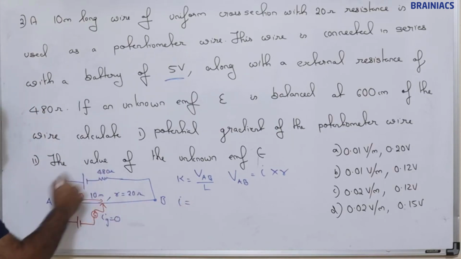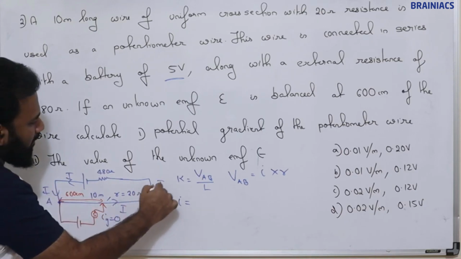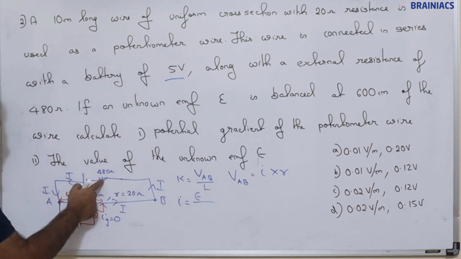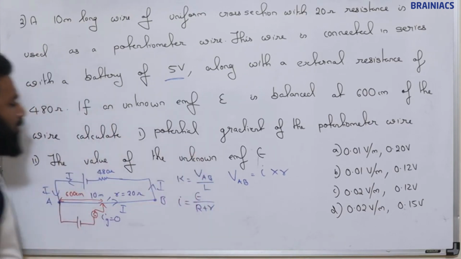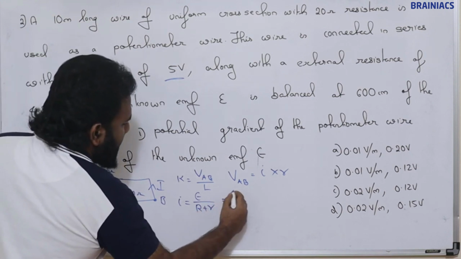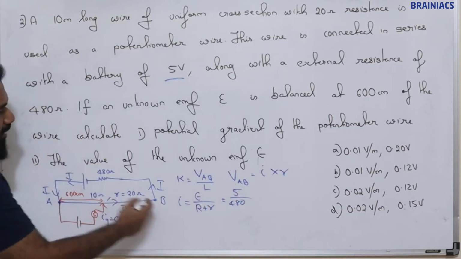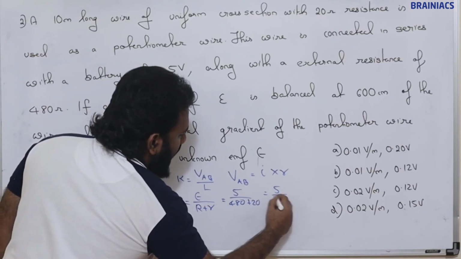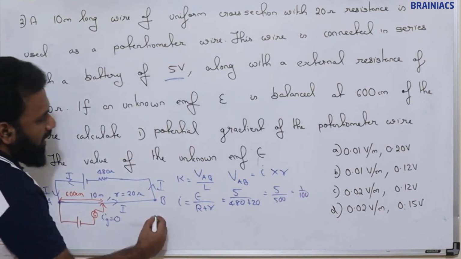So the current that is passing through this, I, is nothing but E divided by this resistance plus this resistance. Only that much is there, no other resistances. If the internal resistance of the cell is given, that also we will have to add, just like a normal circuit. So E is given as 5 and R is given as 480. Potentiometer resistance is given as 20. So this is nothing but 5 divided by 500, or we can say 1 by 100. This is the current.